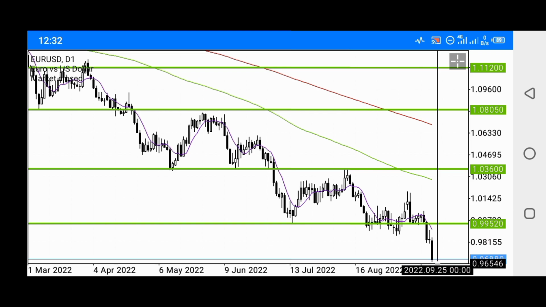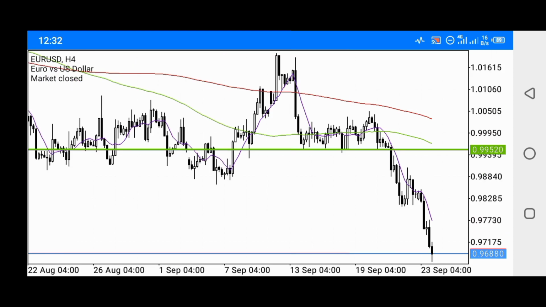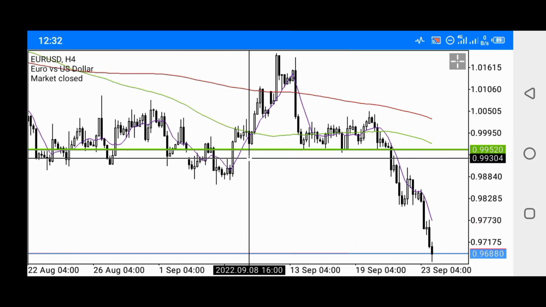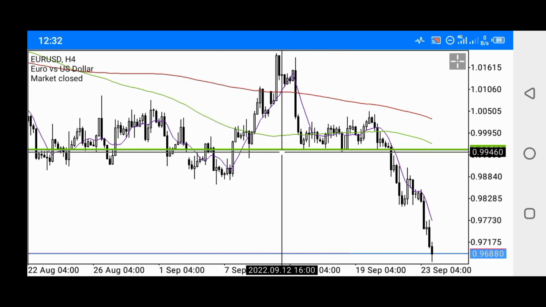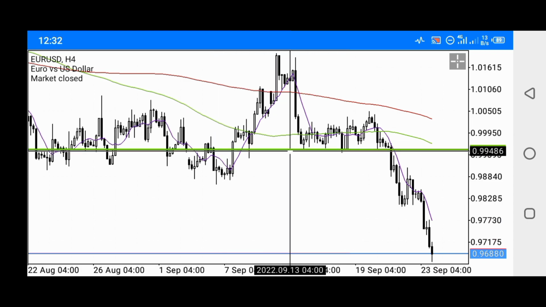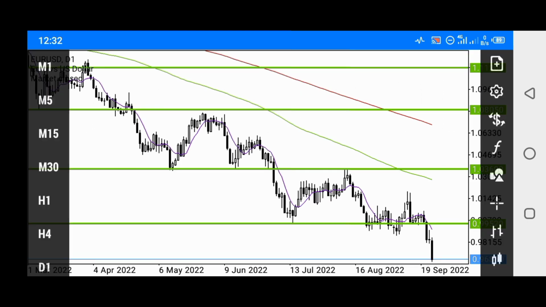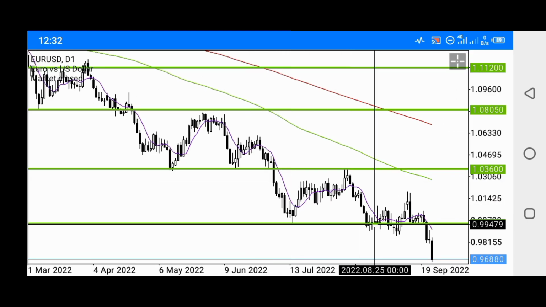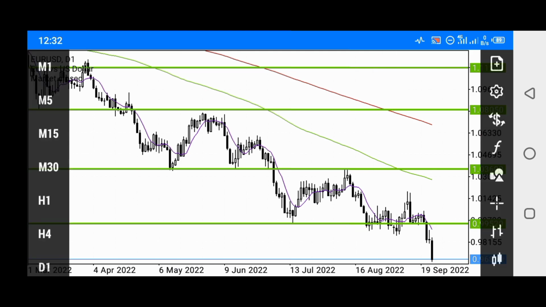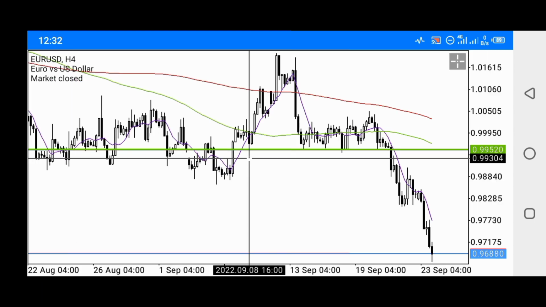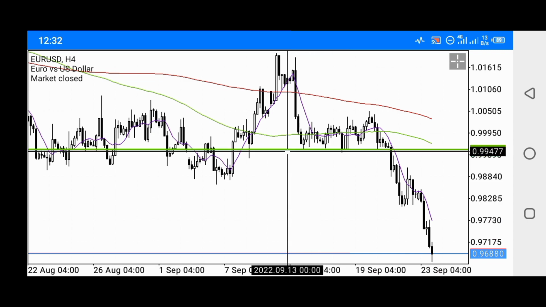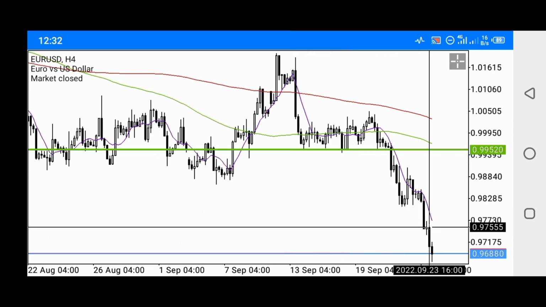So I'm going to switch to the H4 time frame right now, so I can show you how you can trade EURUSD this week. So this is EURUSD right now on the H4 time frame, and this is the major level right here that was once a support level. Let me show you guys. That is this level right here, this is it in the H4 time frame. So as you can see right now, price is currently below this level.